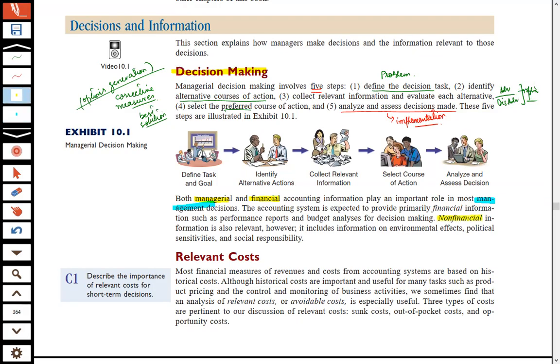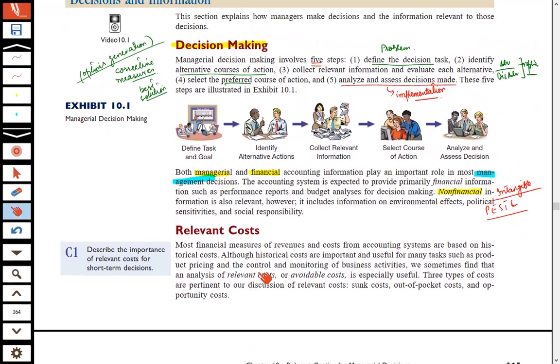We may call non-financial factors intangible factors or PESTLE factors: political, economic, social, technological, and legal factors. Done. Right now, till now, any issues, problem? No. Okay.